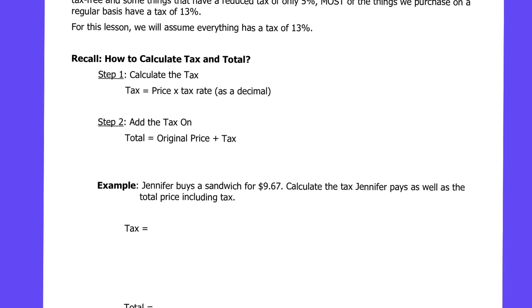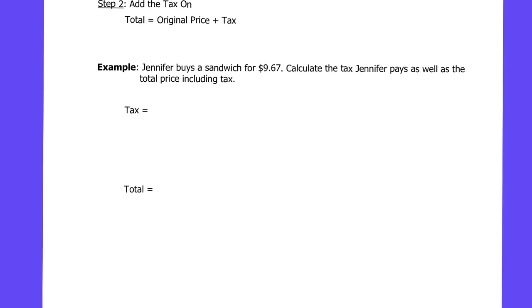So just a little review on how to calculate tax and total. Our first step is just to calculate the tax. We do that by taking the price of whatever item we're purchasing and multiplying it by our tax rate. For us, that tax rate is 13%, and we need to write it as a decimal, so 0.13. Our next step is taking whatever tax we just calculated in that dollar amount and adding it back onto our original price. That will give us the total with tax.